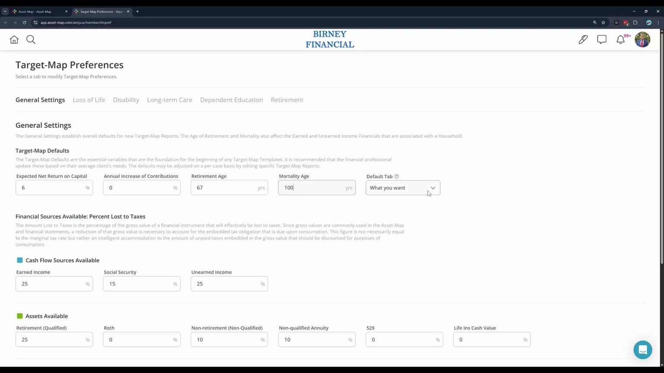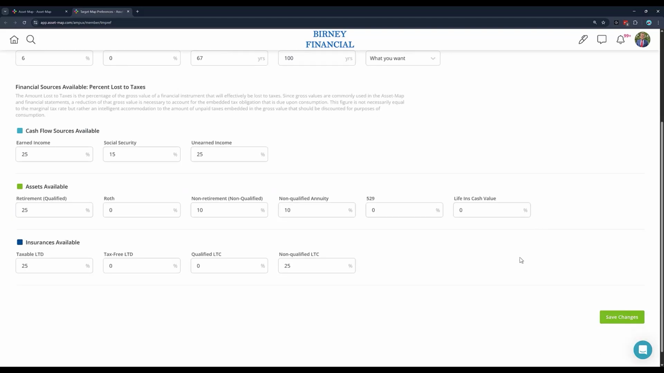And then the default starting point. I recommend every single user go to this section right here and choose what you want as your default starting point for target map conversations. Start at the beginning and work from left to right. Makes all the sense in the world. Then down below this, we have our tax assumptions.